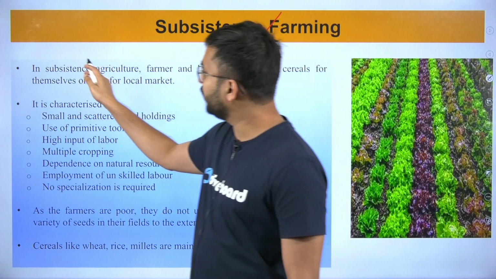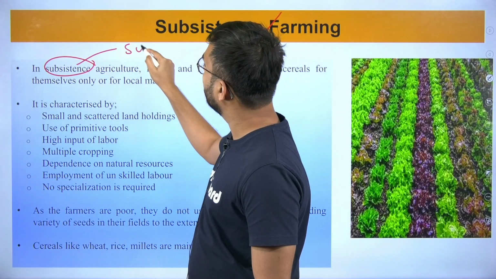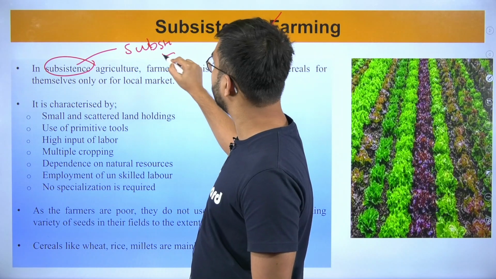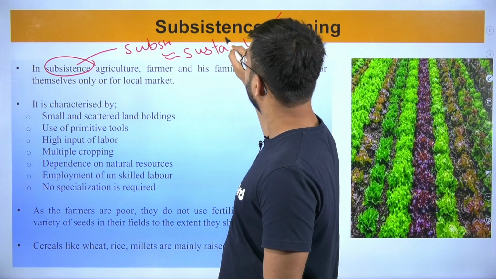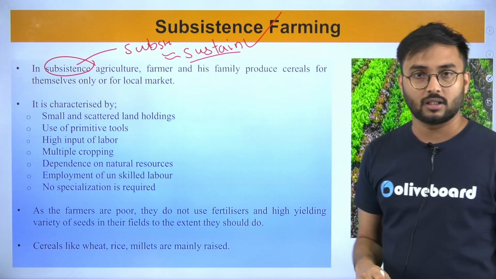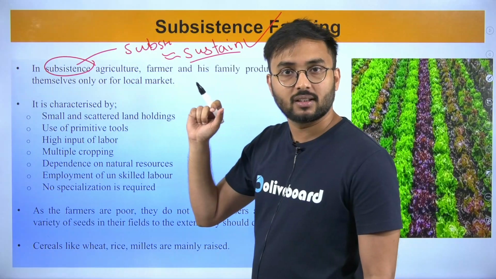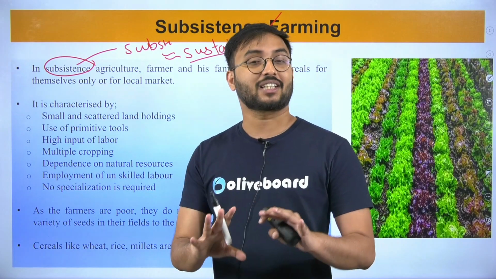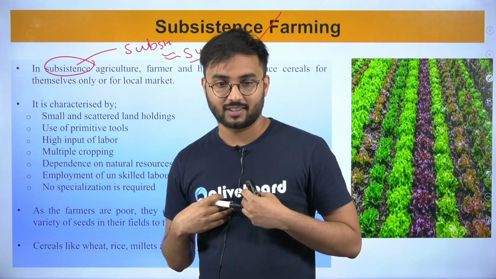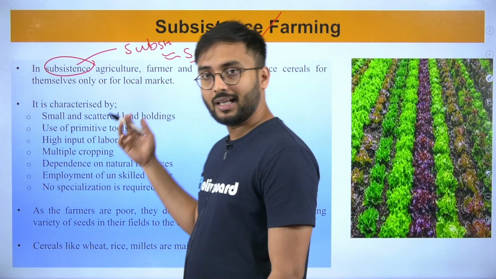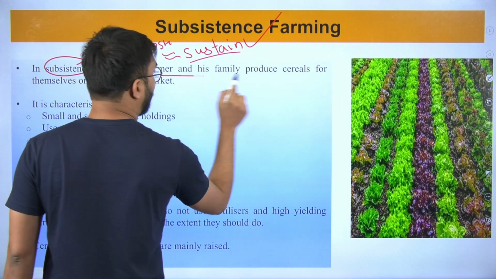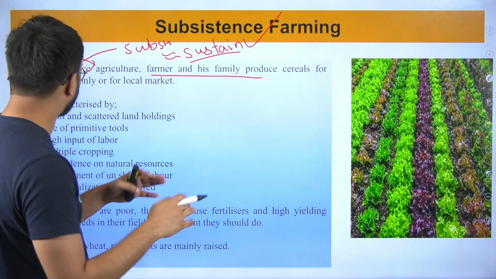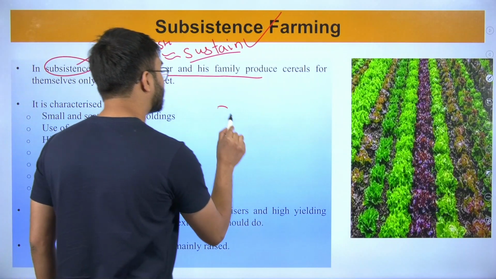Always remember, you should know the meaning of subsistence. It comes from the word sustain, or sustenance. What do we mean by sustain or sustenance? It is basic survival of ourselves, not survival of others. So subsistence agriculture is an agricultural practice in which the farmer and his family produce whatever crops, cereals or food grains only for self-consumption.